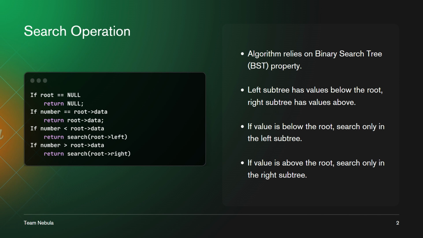Algorithm. It checks if the root is null, and if not, it compares the target number with the data in the current node. Depending on the comparison, it recursively searches either the left or right subtree. The function returns null if the target number is not found in the tree.